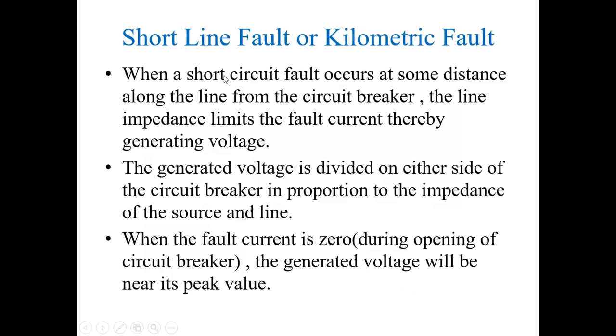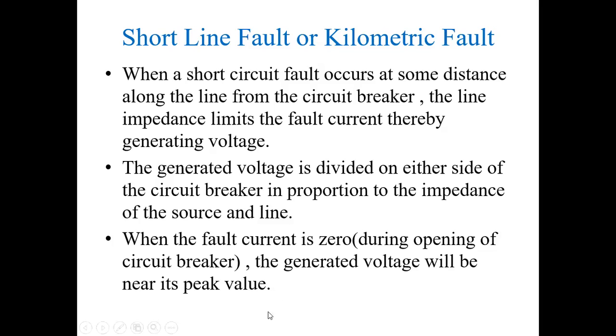When a short circuit fault occurs at some distance along the transmission line from the circuit breaker, the line impedance limits the fault current, thereby generating the circuit voltage. All of you know the procedure. Whenever the circuit breaker contacts open, what will happen? There is a development of voltage across the circuit breaker. Here also, by providing the impedance, we limit the fault current, so obviously the voltage across the circuit breaker contacts gets developed.